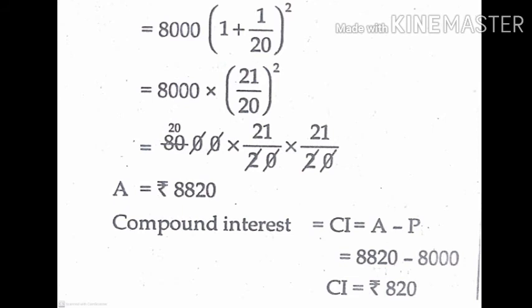8,820 rupees. Therefore, compound interest CI is equal to amount minus principal. That is equal to A means 8,820 minus P means 8,000. After subtracting, we get 820 rupees.